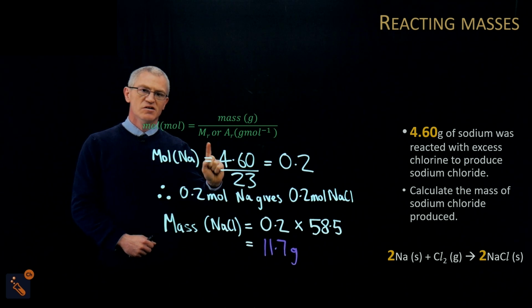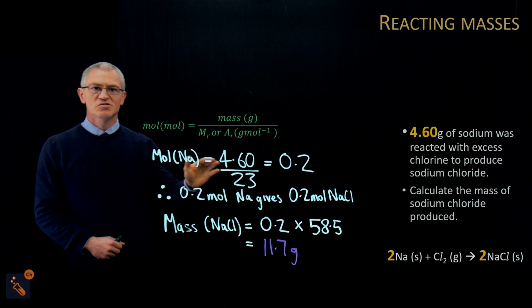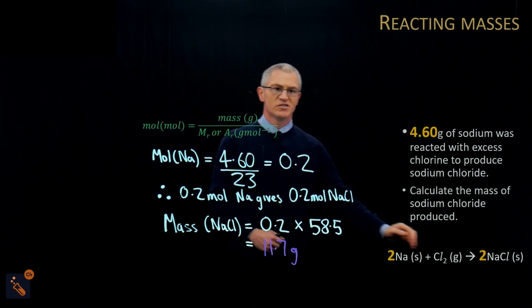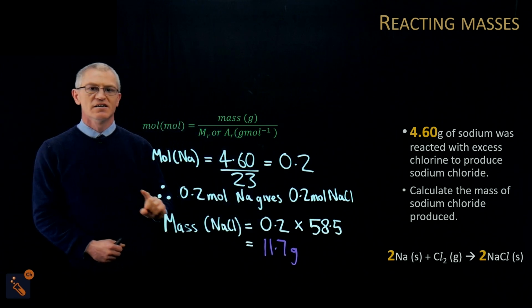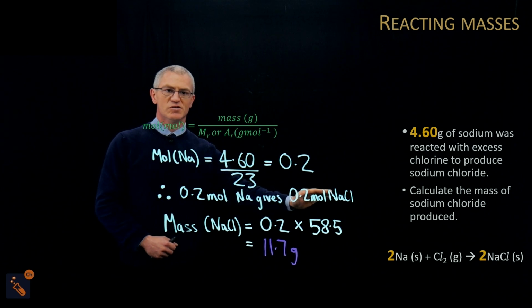Moles of sodium: take the mass, divided by the atomic mass. Then we used our ratio as we go across. We looked at our ratio, a 1-to-1 ratio between these two things. And that means that if you have 0.2 moles of sodium, you'll get 0.2 moles of sodium chloride.